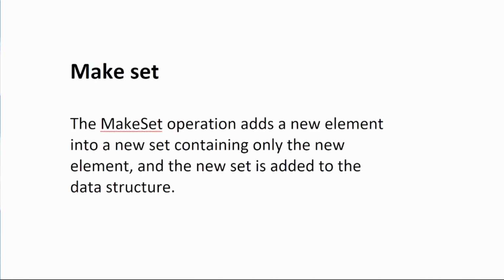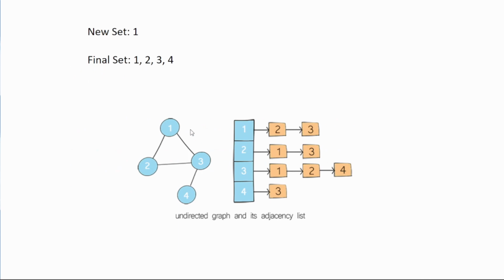There are 3 functions in the union find algorithm. The first is make set, second is find, and finally there's union. The make set operation adds a new element into a new set containing only the new element, and the new set is added to the data structure. Imagine a connected graph is represented by a set with all the connected nodes. So this graph would be a set of 1, 2, 3, 4. However, when you first start with just the node 1 and make a new set, the new set only contains 1 itself. That's what make set does. It contains only the node itself because we haven't explored the other nodes yet.